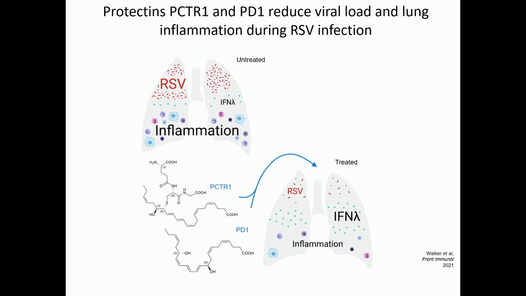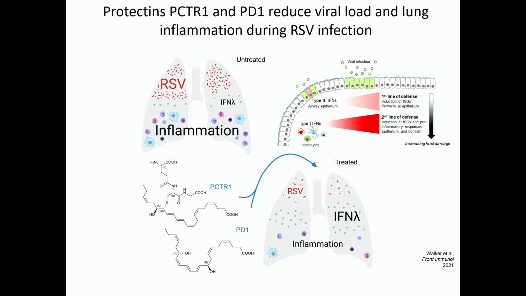So in the setting of RSV infection and the associated inflammation, after infection, if you add in the airway PCTR1 and PD1, we see less RSV, we see less inflammation, and an enhancement of interferon lambda. And this is just a reminder that our first line of defense is this type 3 interferon from the airway epithelium. And it is protective by inducing the interferon stimulated genes without activating the subsequent inflammatory response.